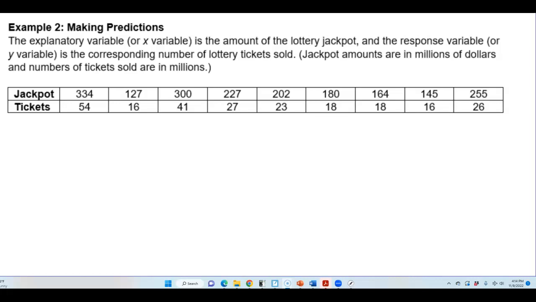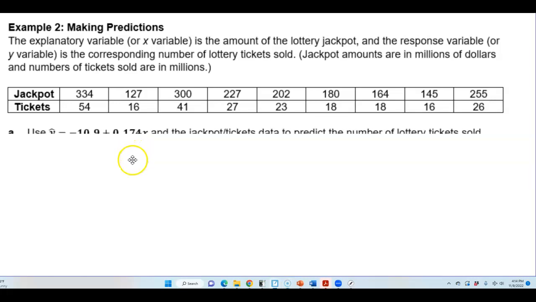Example 2. Making predictions. The explanatory variable or X variable is the amount of the lottery jackpot, and the response variable or Y variable is the corresponding number of lottery tickets sold. Jackpot amounts are in the millions of dollars and the numbers of tickets sold are in millions.